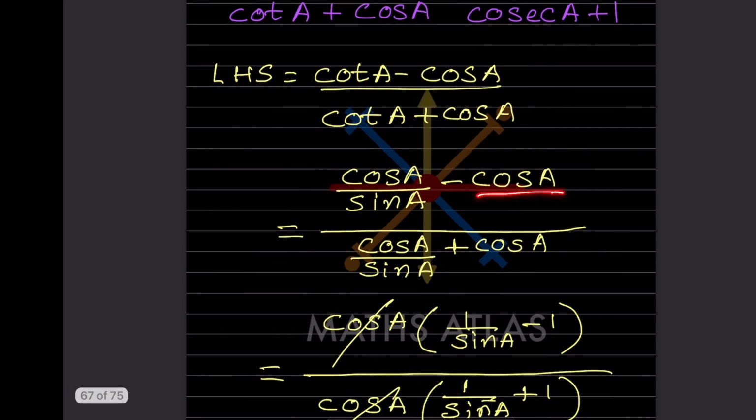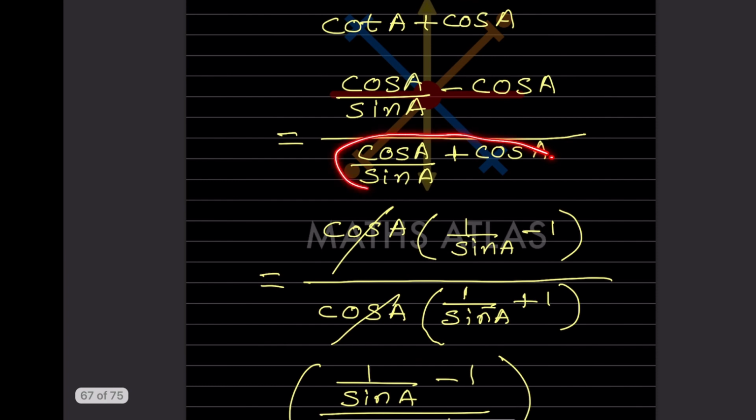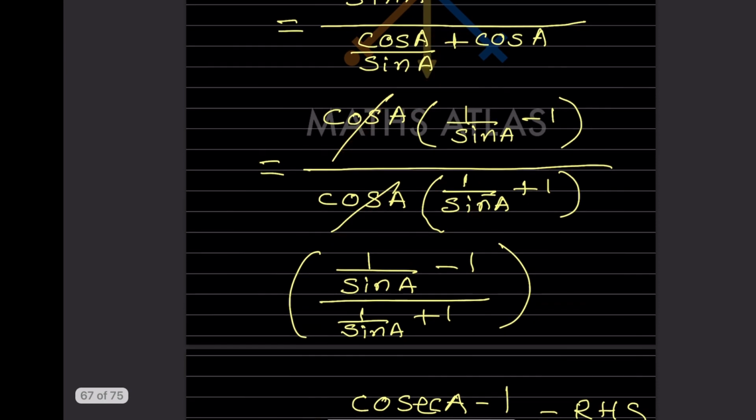Now what we can do here, we can take these two terms, so we can take cos A common here. So what remains here is 1 by sine A, and here will be minus 1. Again, when we take cos A common, what remains here is 1 by sine A and this plus 1. So now, because this is multiplication, this and this get cancelled. So what remains is the same here and here.